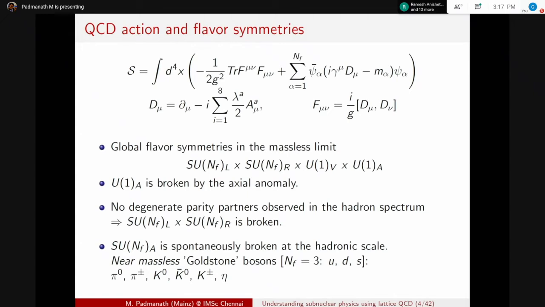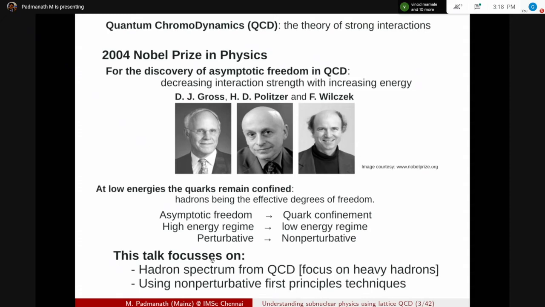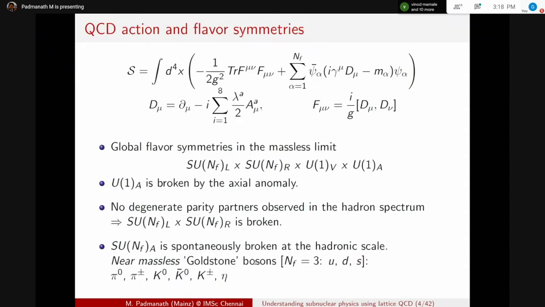Let me also remark on one point here, which is also not important, but since I will show a slide on finite temperature studies from lattice QCD, this might be useful. I say here that the SU(N_F) axial is spontaneously broken at the hadronic scale because of the presence of Goldstone bosons in the theory. So the hadronic scale is important. We see these Goldstone bosons at the hadronic scale, while at high energy, where there is asymptotic freedom, we don't see any more hadrons. So basically all these symmetries should be recovered. This is what we expect. This is just a remark which will be useful for a later slide that I will present.